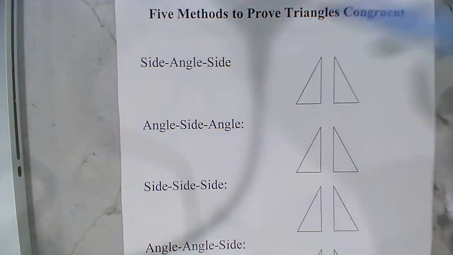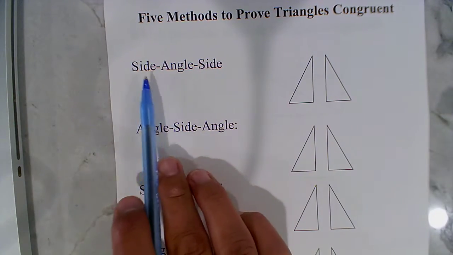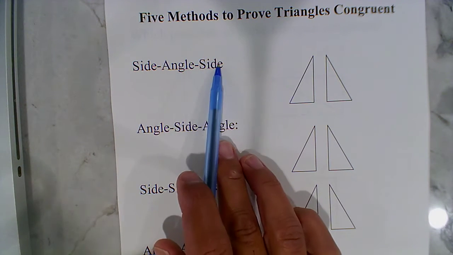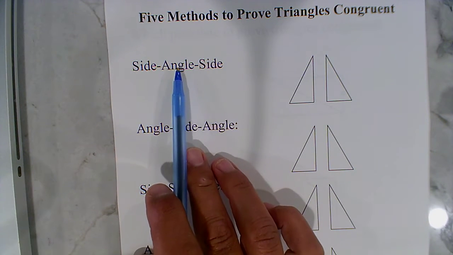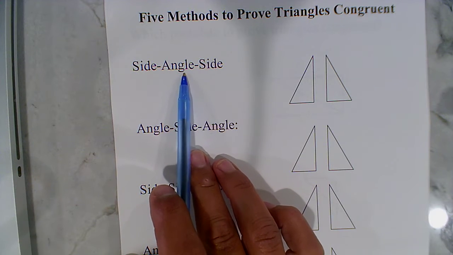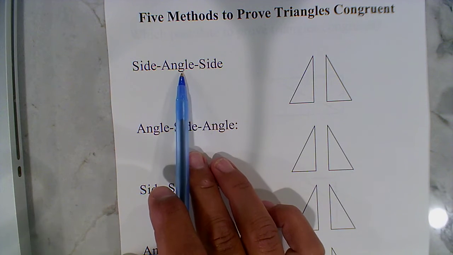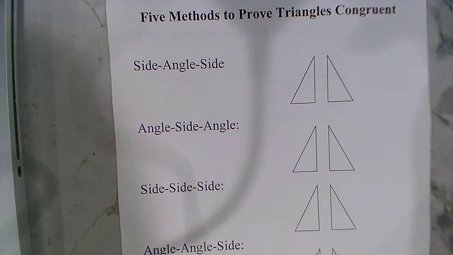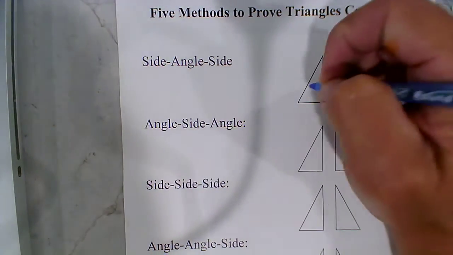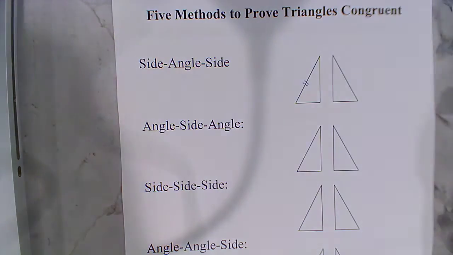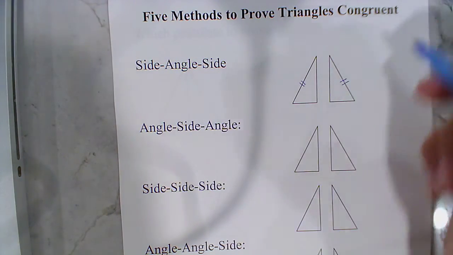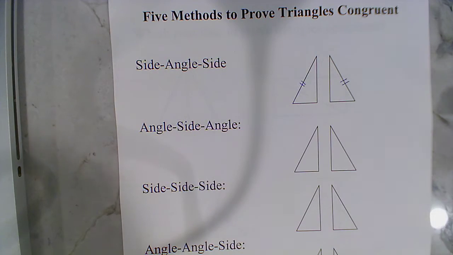All right, so side, angle, side is exactly that, in that order: a pair of sides congruent, a pair of sides congruent, and the angle wedged between them also congruent. So a pair of sides, a pair of angles, a pair of sides. Side, angle, side could look something like this. Remember, the slashes indicate congruency, so double slash, double slash. So that side's congruent to that side. Let's say you know that.